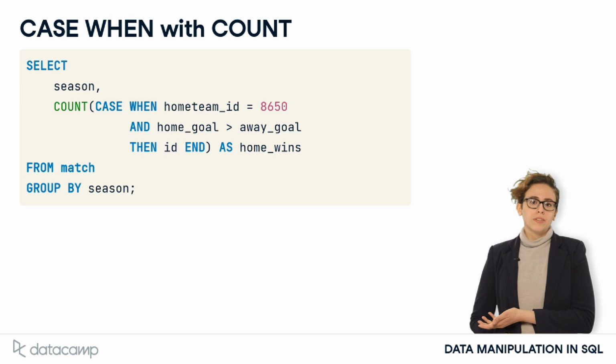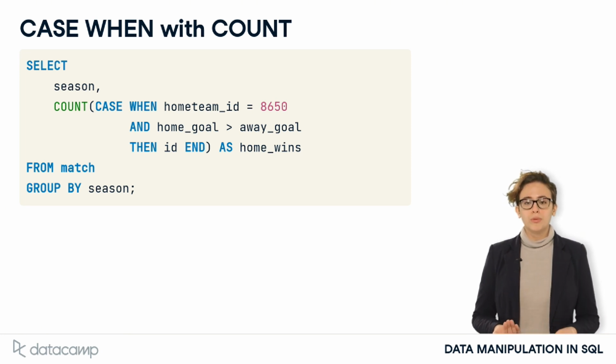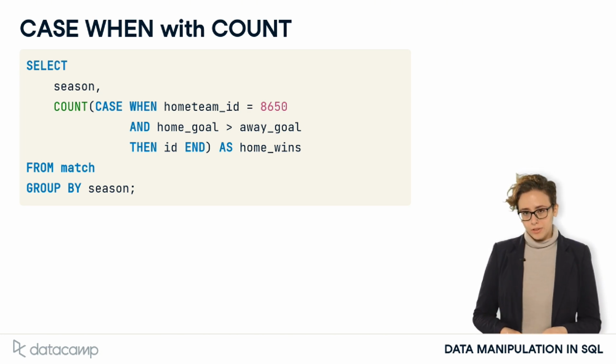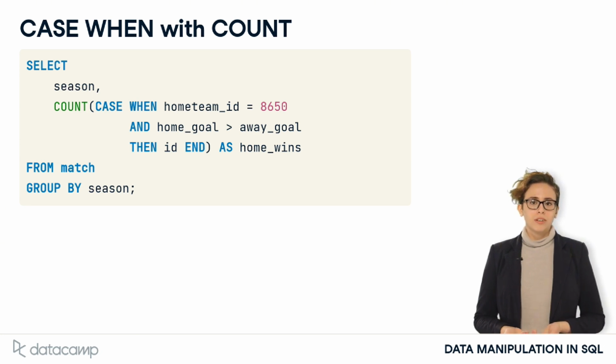Take a look at the case statement. The when clause includes a similar logical test to the previous lesson. Did Liverpool play as the home team? And did the home team score higher than the away team? The difference begins in your then clause. Instead of returning a string of text, you return the column identifying the unique match ID. When this case statement is inside the count function, it counts every ID returned by this case statement.